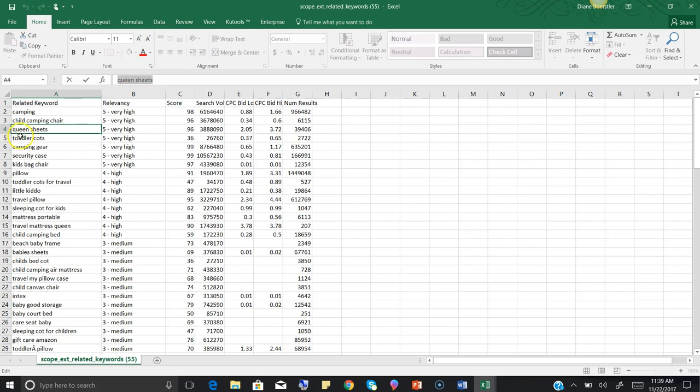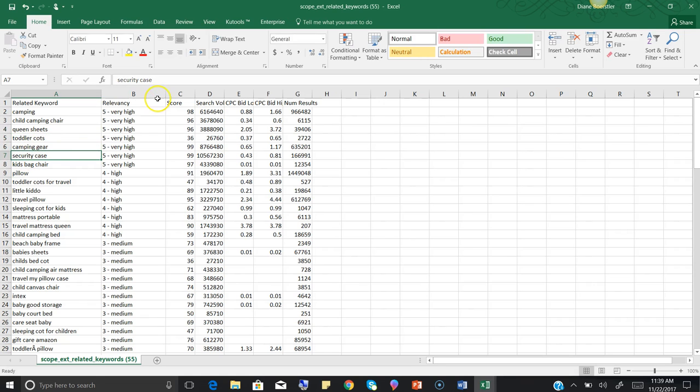Queen sheets. This was really interesting. I don't know why people looking for queen sheets would need to buy a toddler bed, but maybe it's someone looking for a guest bed, or queen sheets for the guest bed for their daughter and son-in-law or something who are coming into town, and then they realize they need a bed for the kid too. Camping gear again.